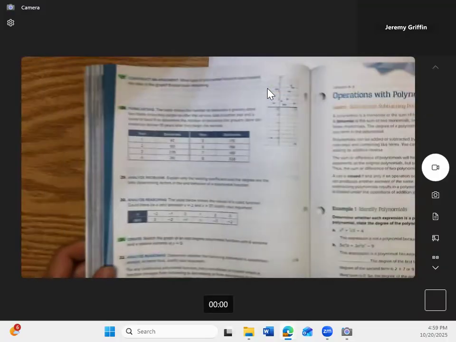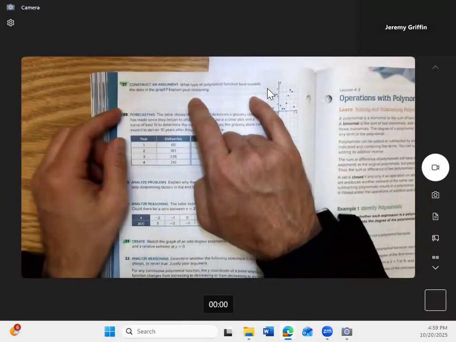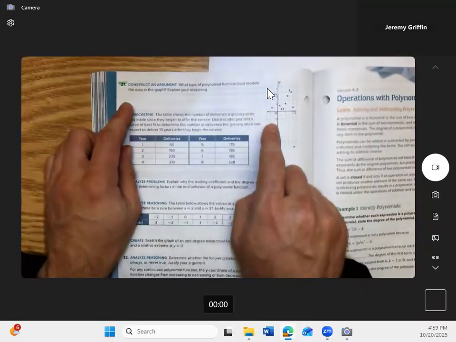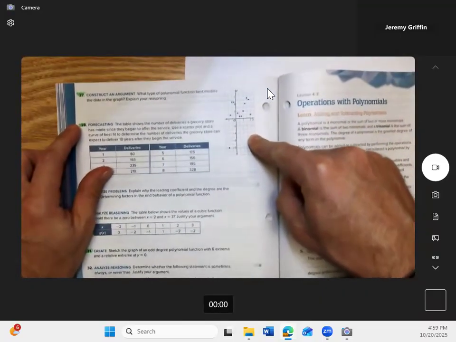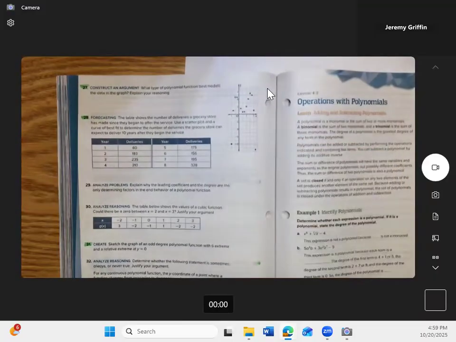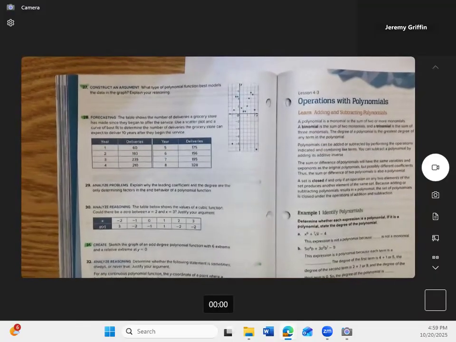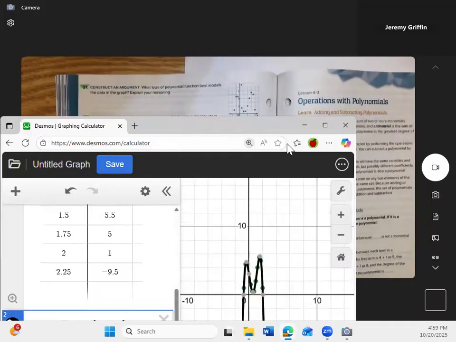Okay. Construct an argument. What type of polynomial best models this data? Right? So all these, you guys see all the scatter plot data. I did pop that into Desmos ahead of time. I got that. So this goes up to, okay, that's a different one. I think it's this one right here. Here we go. This one right here.